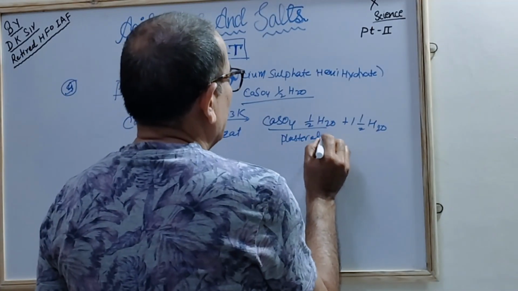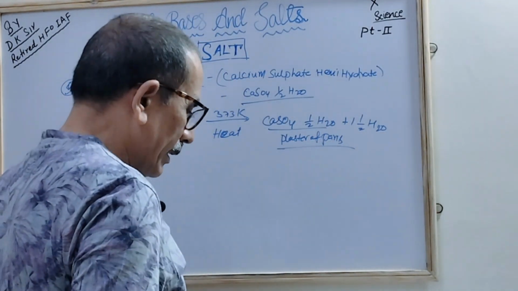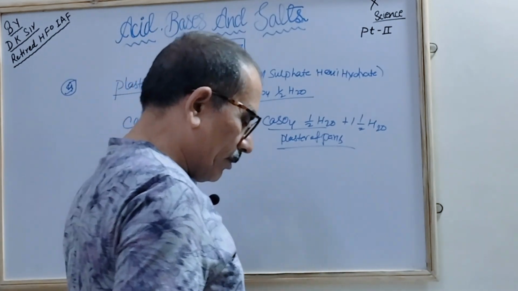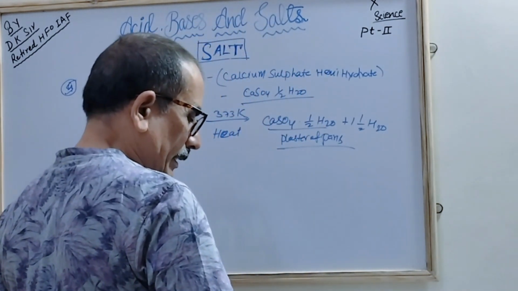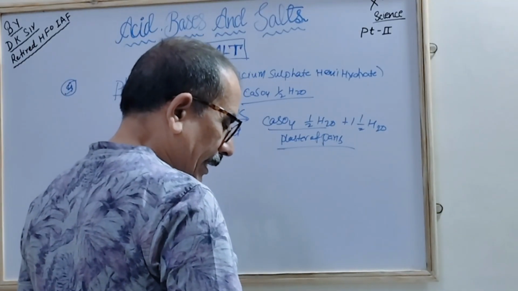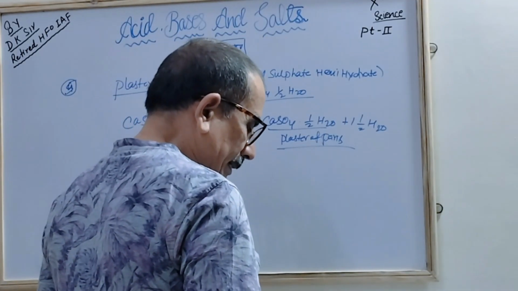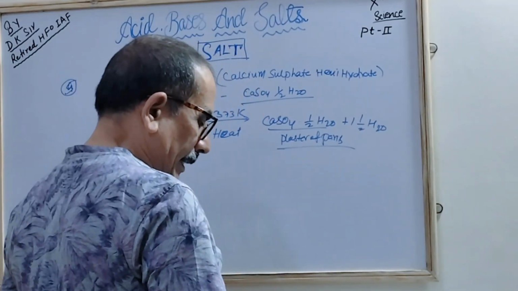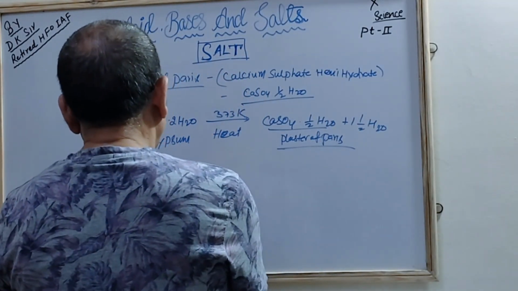Plaster of Paris. Correct? This is the way you can find out. When the gypsum is heated to around 373 or 400 Kelvin, we get the plaster of Paris. The dead burnt plaster, CaSO4, does not have the property of hardening. The plaster of Paris is a white powder. Basically, it is a white powder. Correct?